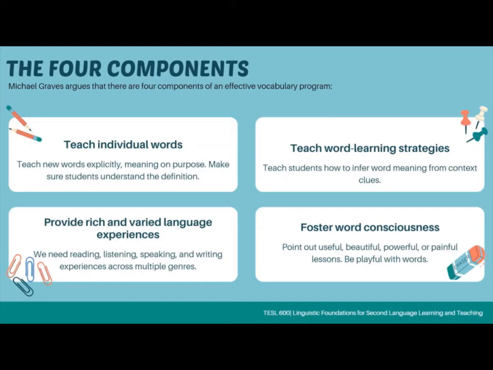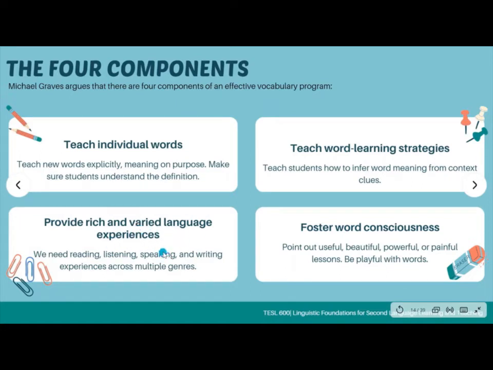Next, provide rich and varied language experiences. Here, we need reading, listening, speaking, and writing, the macro skills, experienced across multiple genres. We have to read out loud to students. We have to encourage book clubs or English clubs and reading challenges. The idea is to create an environment wherein the students can use words in actual situations wherein they can use the language, so they can have varied language experiences.